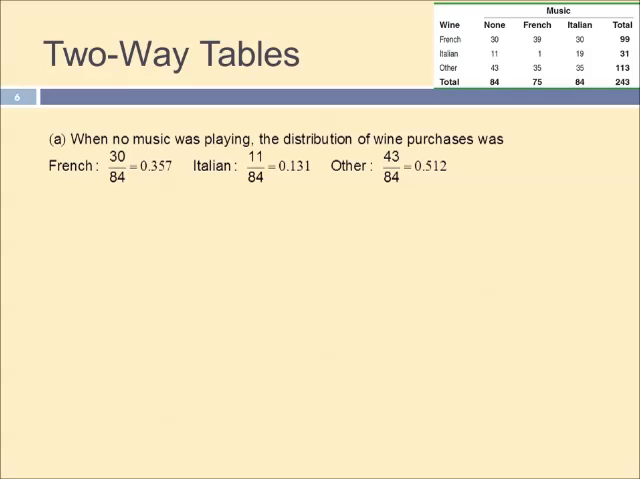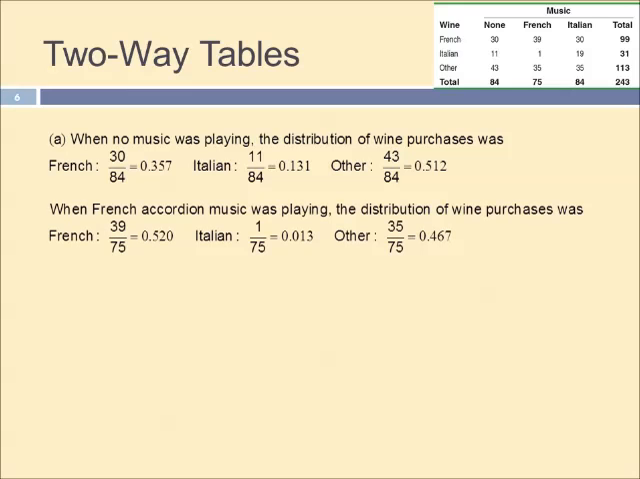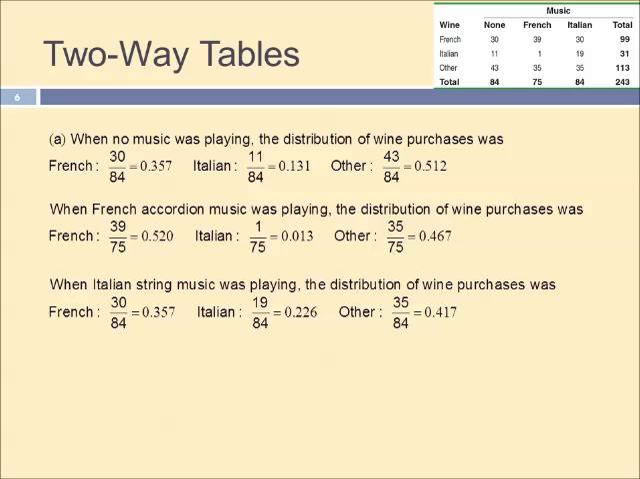Now, when no music was playing, the distribution of wine purchases was French, 30 out of 84, Italian, 11 out of 84, other, 43 out of 84, and we see the proportions. These are just obtained right from the table. When French accordion music was playing, the distribution of wine purchases, again from the table, we get 39 out of 75 for French wine, 1 out of 75 for Italian wine, and 35 out of 75 for other. And so on. With the Italian string music playing, we get the following percentages.